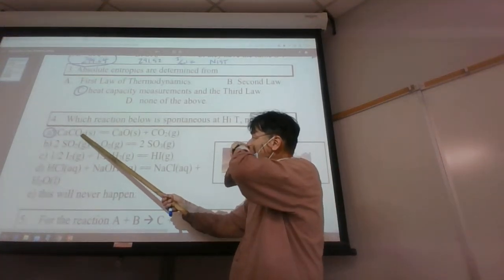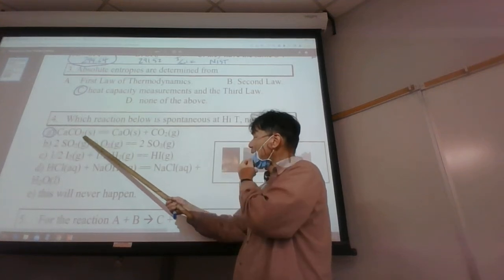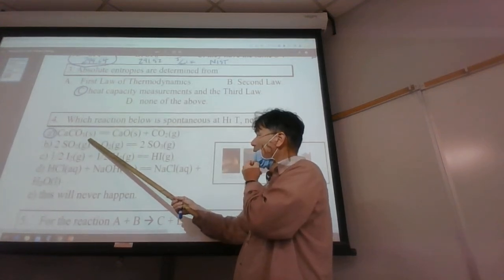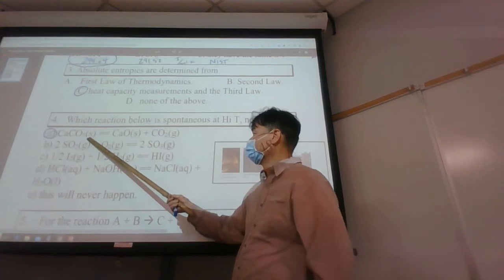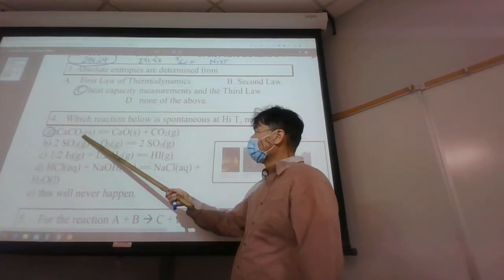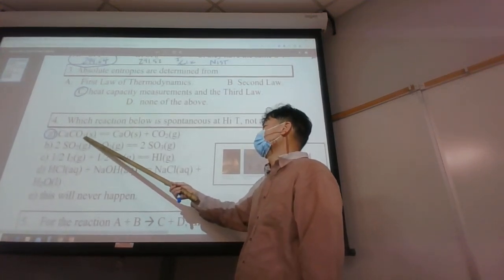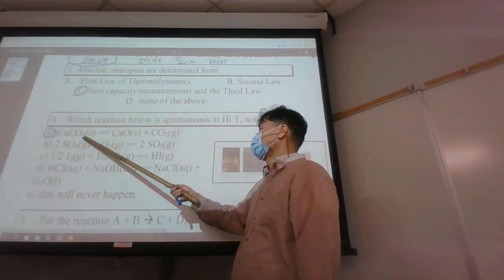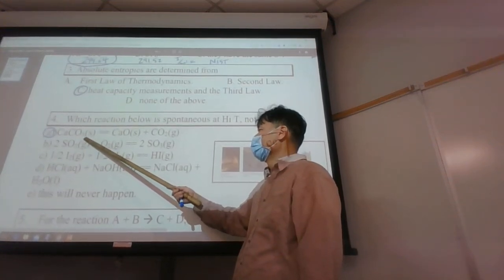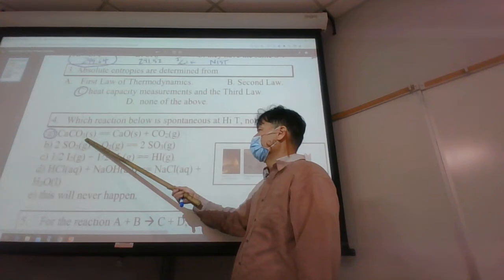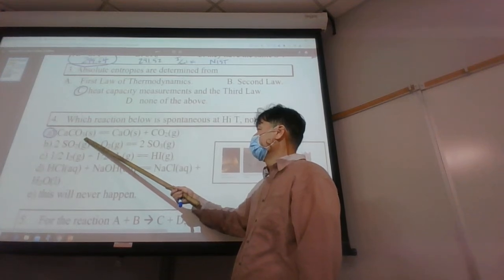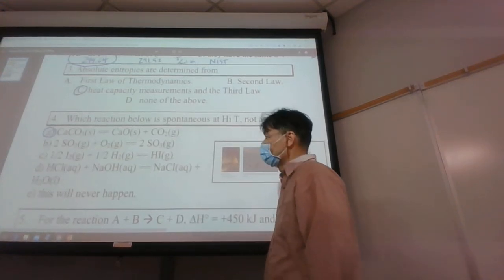So let's take a look at the first reaction. The first reaction we'd expect to be endothermic. Calcium carbonate is like limestone or marble. Marble might have some magnesium carbonate in there as well, or travertine, or what else? Calcite. Calcium carbonate is like a stone.